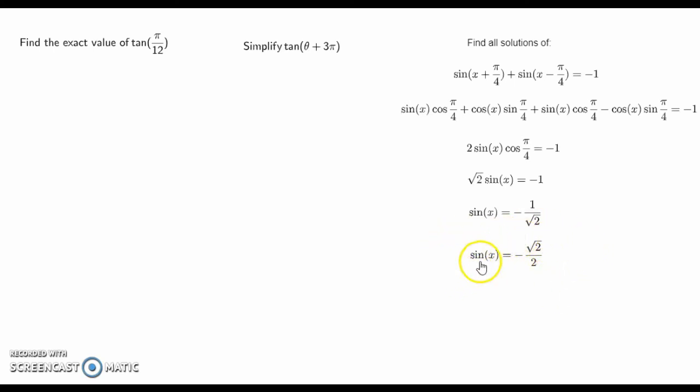Where is this true? Where on the unit circle is sine of x equals -square root of 2 over 2? Well, it's true at 5 pi fourths and 7 pi fourths. But because I said find all solutions, we're going to expand this to the infinite solution set: 5 pi fourths plus 2k pi and 7 pi fourths plus 2k pi, where k is an element of the integers. And so this is our final solution.